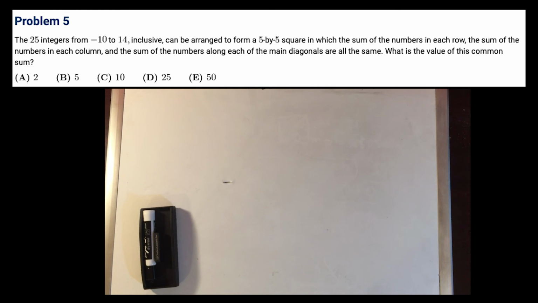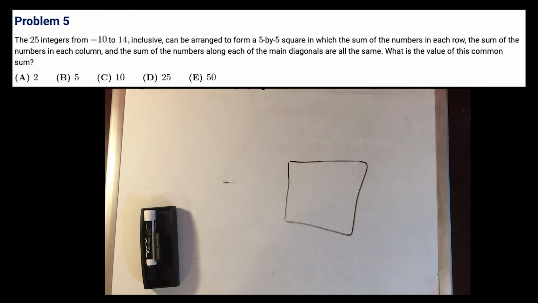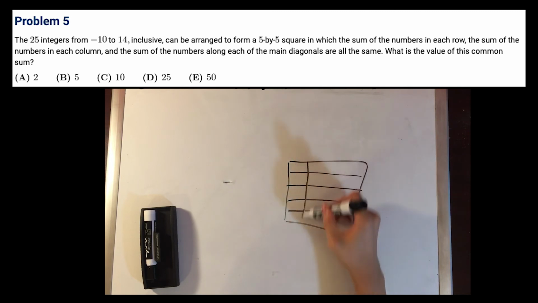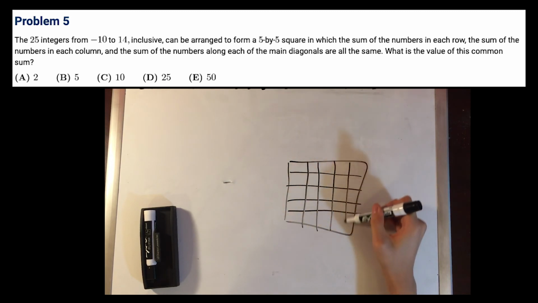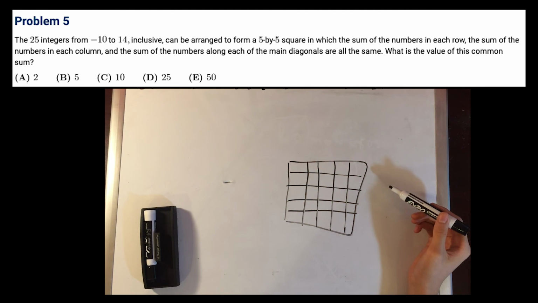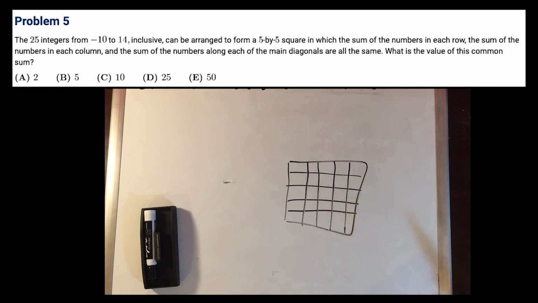Alright, so it seems like it has some kind of magic square. So I'll go ahead and draw it out. So we have a 5 by 5 square that is going to look like this. That's a really bad square, but just imagine it to be a square. But anyway, so it seems like we have some sort of magic square, right? The sum of the numbers in each row, the sum of the numbers in each column, and the sum of the numbers in each of the main diagonals sum up to the same number. And in each of these boxes, there's going to be a number from the set of 25 integers from -10 to 14 inclusive.